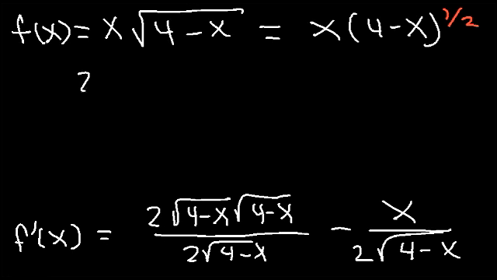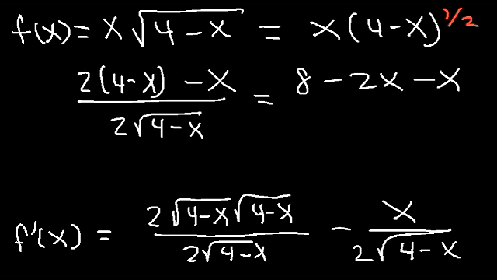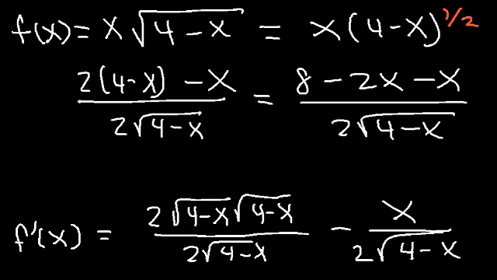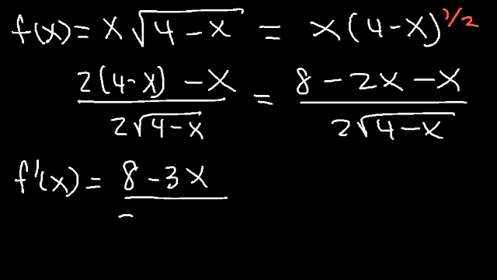So this is going to be 2 times 4 minus x divided by the common denominator of 2 radical 4 minus x. So now let's distribute the 2. So this is going to be 8 minus 2x minus x divided by this stuff. And now let's combine like terms. So f prime of x is going to be 8 minus 3x divided by 2 radical 4 minus x.